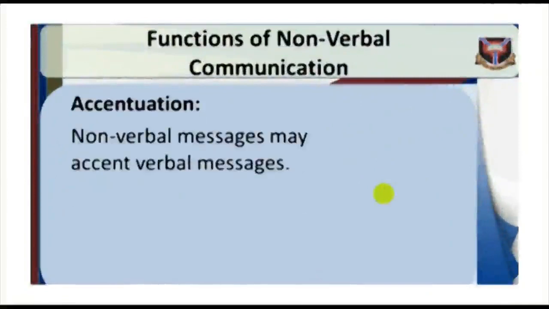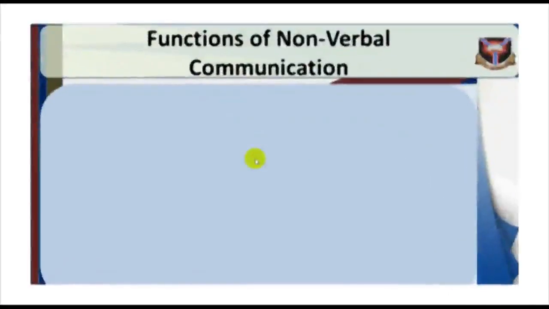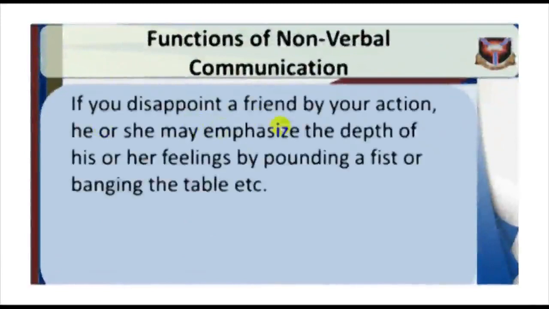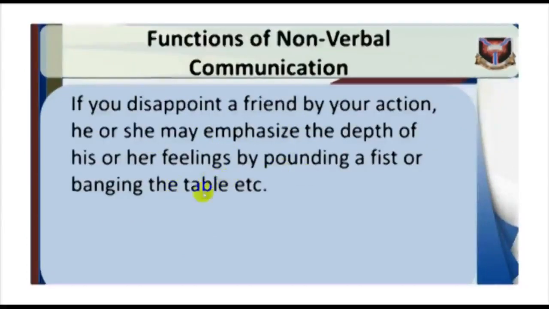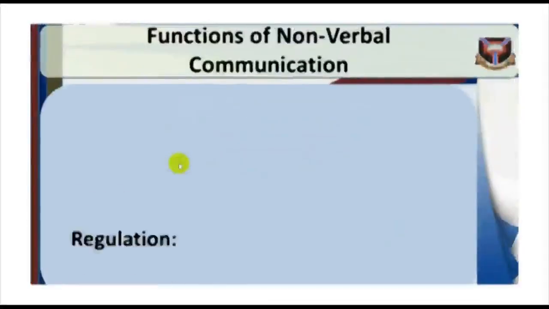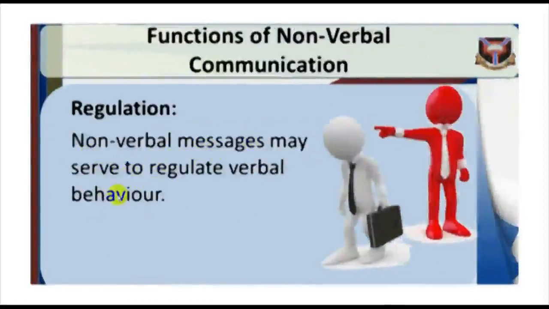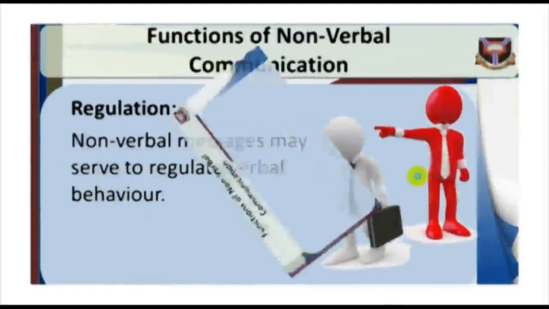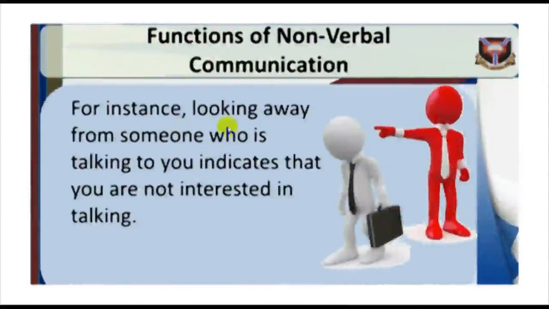Accentuation. Non-verbal messages may accent verbal messages. If you disappoint a friend by your action, he or she may emphasize the depth of his or her feelings by pounding a fist or banging the table, etc. Regulation. Non-verbal messages may serve to regulate verbal behavior. For instance, looking away from someone who is talking to you indicates that you are not interested in talking.